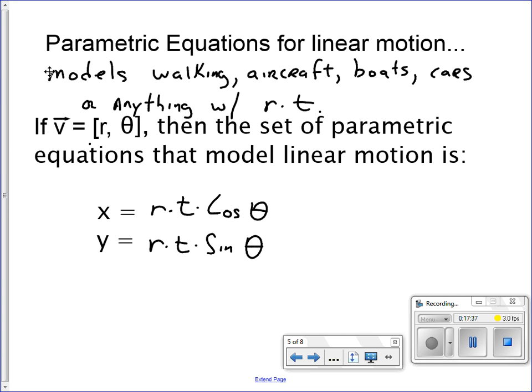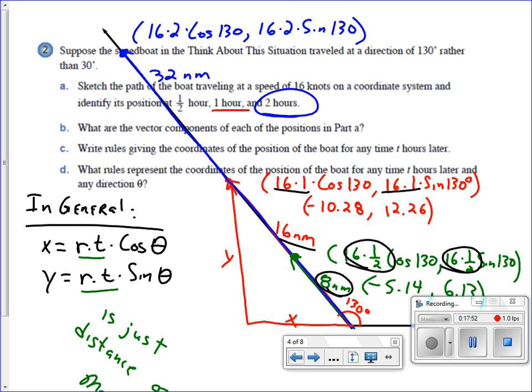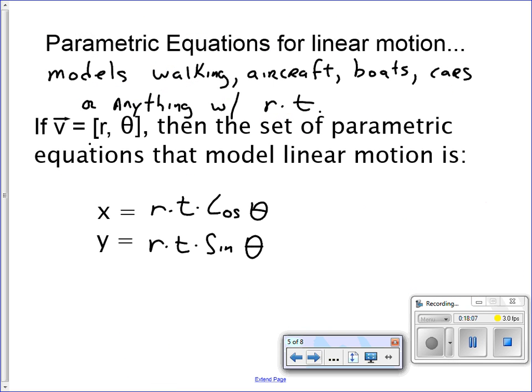All parametric means is that we have included a third variable of time that tells us where we are along the vector. So let me just look back. Not only do we have an x and a y variable telling our location, but there's a t variable telling us how far into the walk we are. You can skip that. And so our last problem.